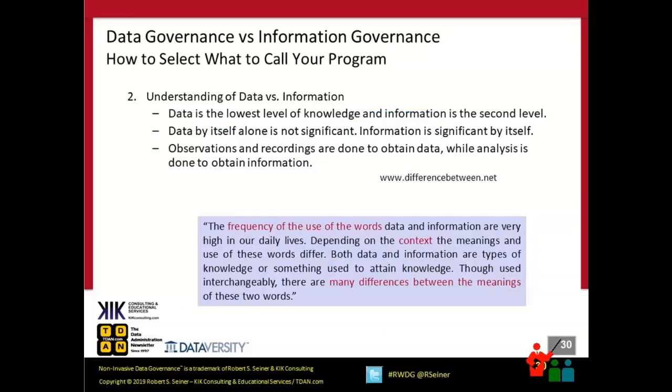So here's the name of the website that I went to that often shows you the differences between things. Uniquely, it's called differencesbetween.net. And when I looked up the difference between data and information, this is what it said. It said that data is the lowest level of knowledge. That's the raw data, basically. And information is the second level.